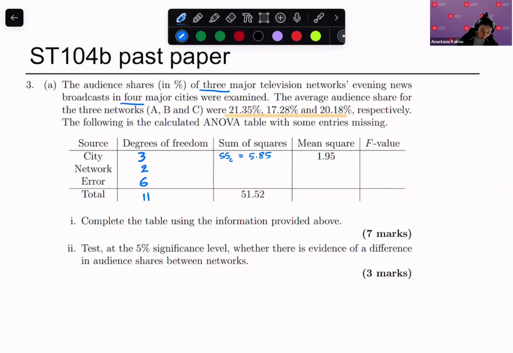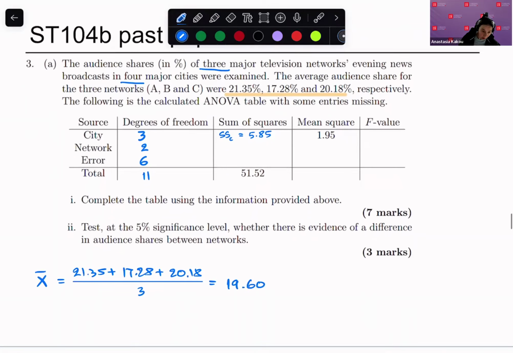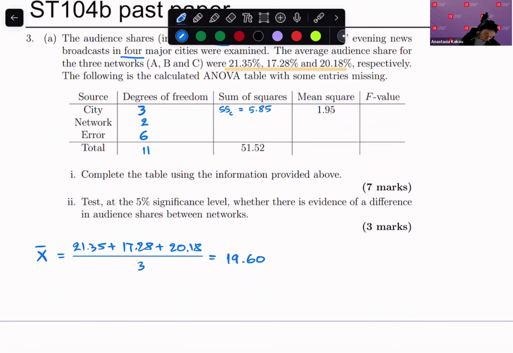For the network, you are given the means of the 3 different networks. From these 3 means, you're going to calculate the overall mean, x bar, which is 2135 plus 1728 plus 2018 over 3. That will give you 19.60. And then you're going to need to calculate the sum of squares for the networks.